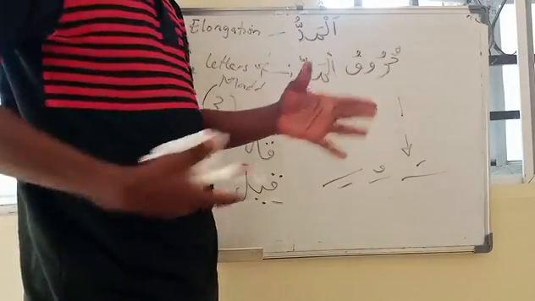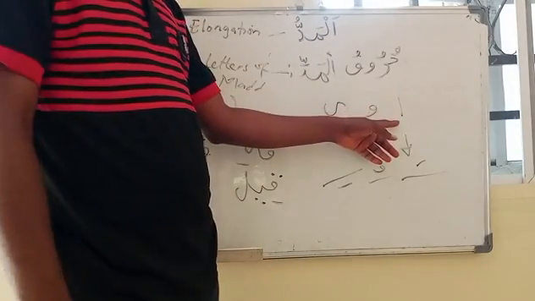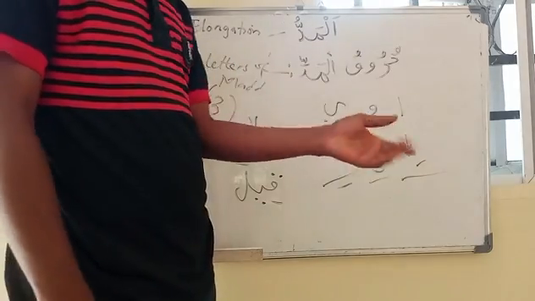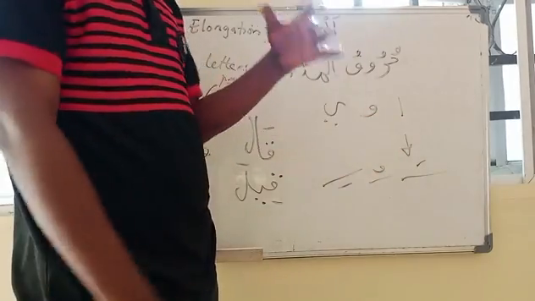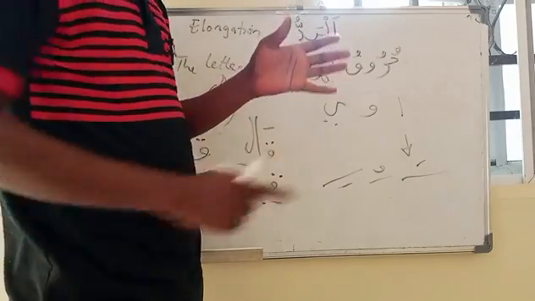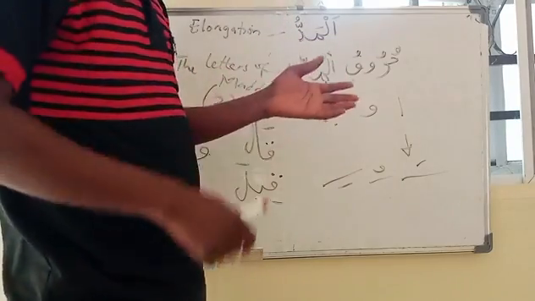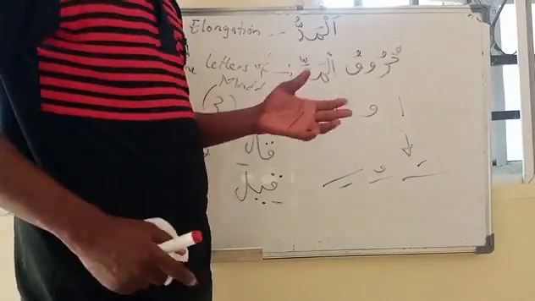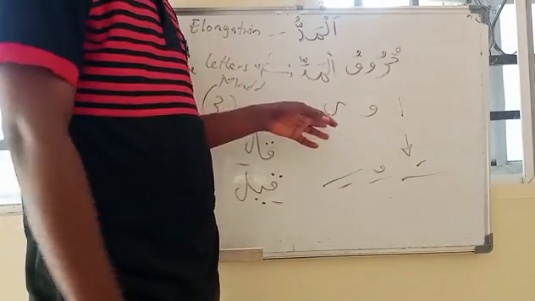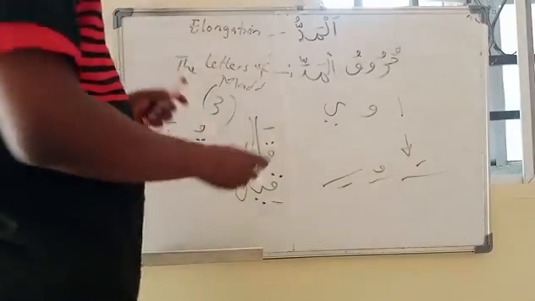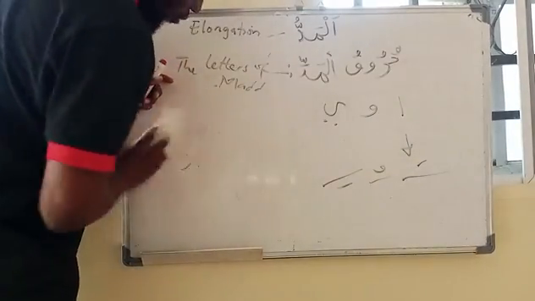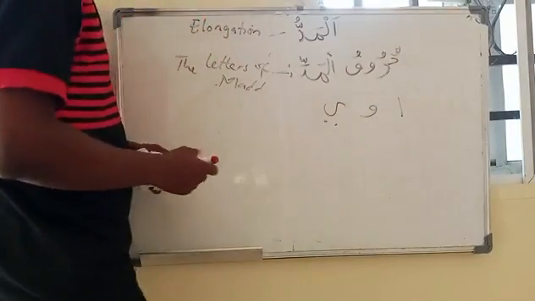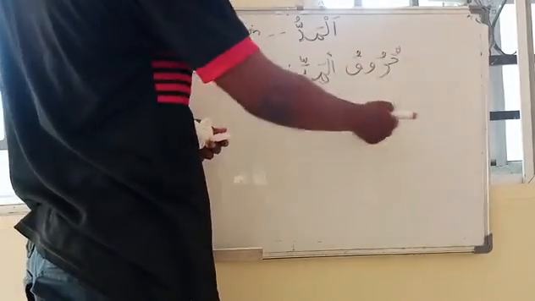So to elongate the a, we introduce an alif madda that follows the letter that carries the a, the fatha. To elongate the o sound, the damma sound, we follow it with a waw madda. Then to elongate the e sound, the kasra sound, we follow it with a yaw madda. So this is what you call al-madd. These are the huruf al-madd, three huruf al-madd.